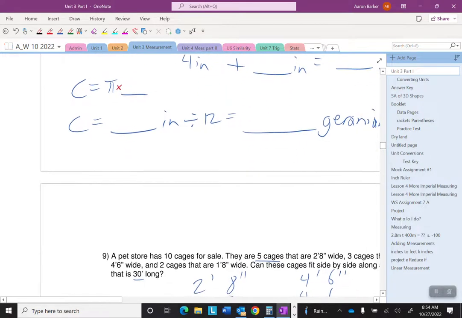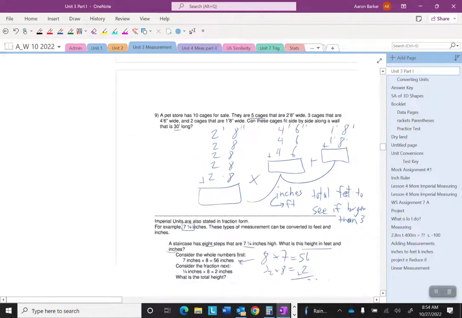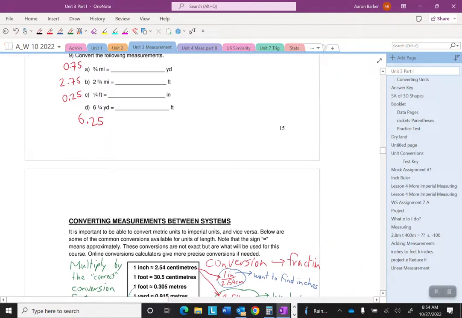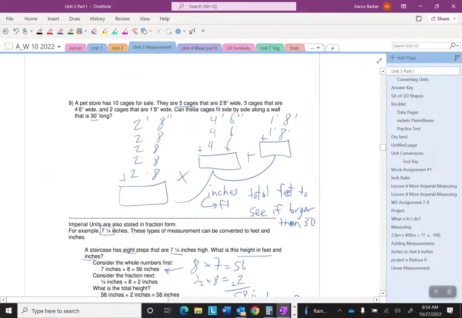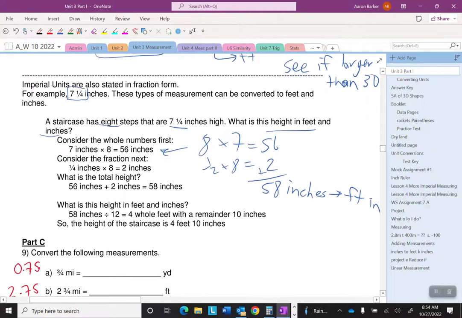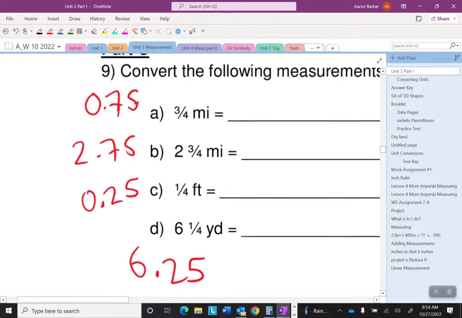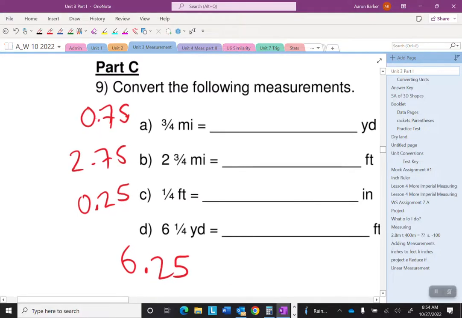Gotta do your conversions. Number 9, you gotta convert your feet into inches. And then add them all up for a grand total. You gotta be careful with number 9. And then here you're converting these. Write down the decimal values. That'll be easier for you for part C. Part C, turn to 0.75, 2.75, 0.25, and 6.25. So you don't have to work with your fractions.